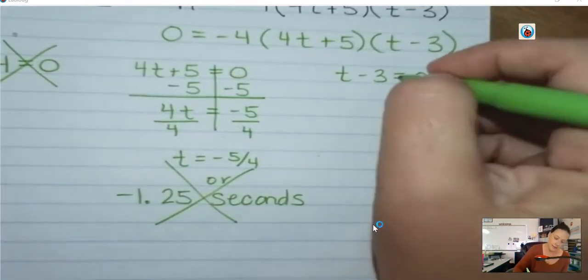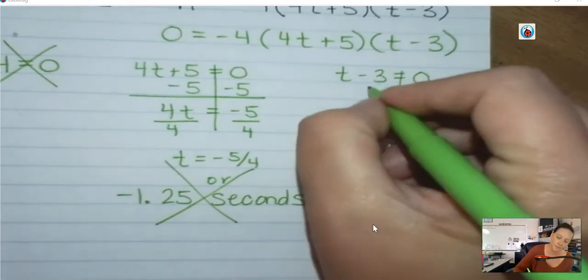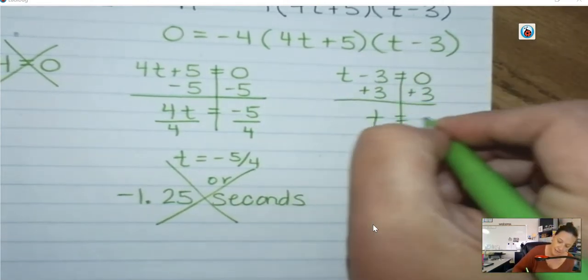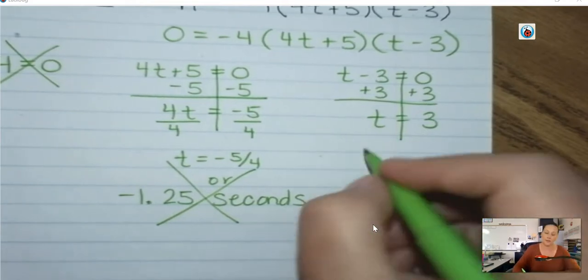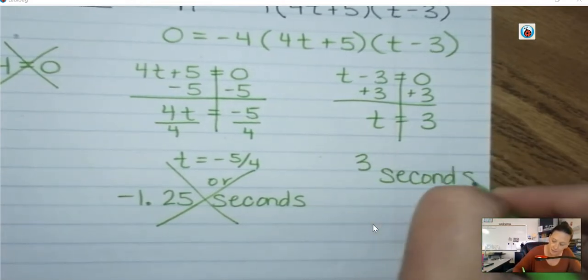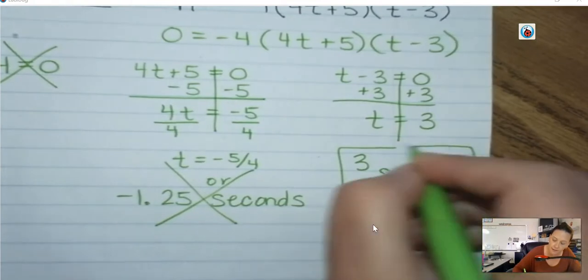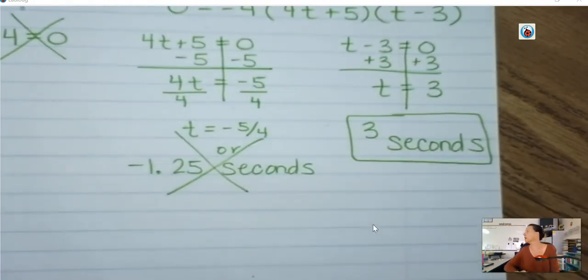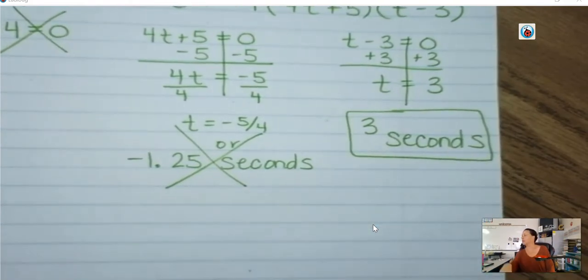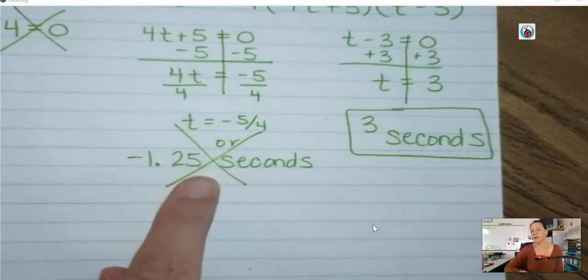Okay, and then solve this last one. Add 3 to both sides. So I get t equals 3. That means it takes 3 seconds to hit the water, and that does make sense. So that one is going to be our answer. For word problems, you have to think about what actually makes sense for the situation. A lot of times you're going to get a positive and a negative answer. So make sure if it's a word problem, the negative answers typically don't make sense.